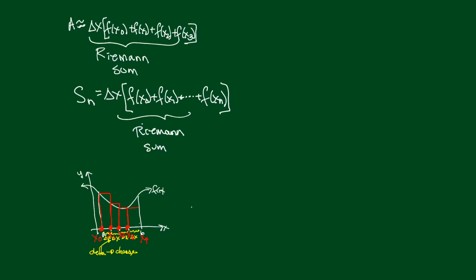Now, what if we did this? What if instead of 4 rectangles, we put in more, right? So here's my curve, f of x.